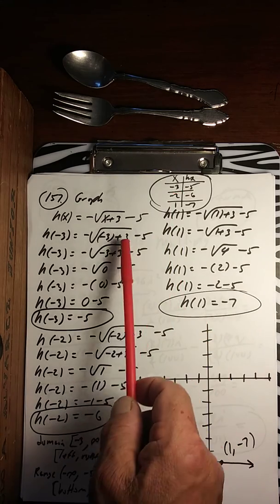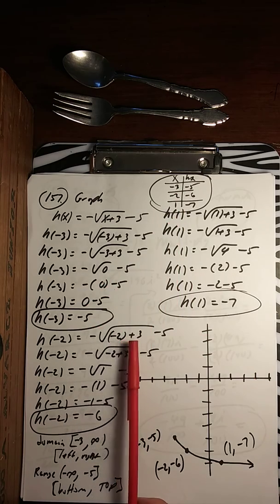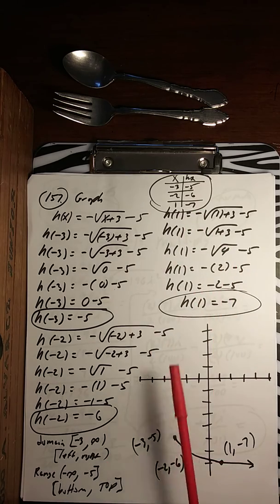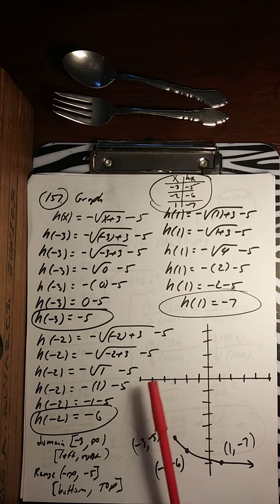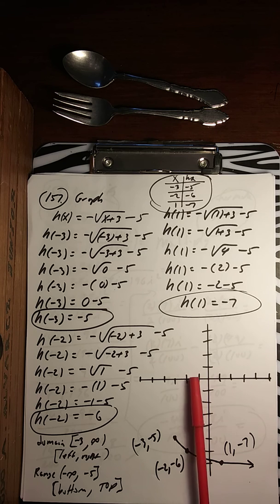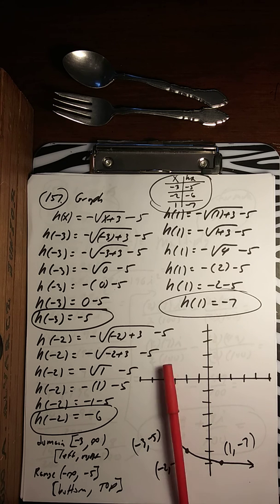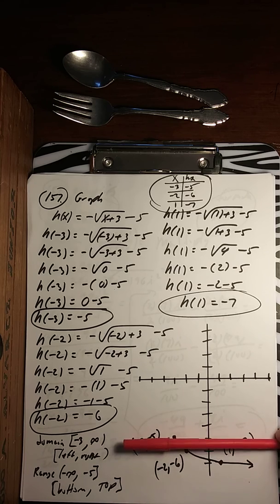This one, put some numbers in there. Put a negative 3 in there. Negative 3 plus 3 is 0. Square root of 0 is 0. 0 minus 5, negative 5. Negative 2 in there. It's going to be a 1. Square root of 1 is 1. 1 minus 5, negative 4. Negative 1 gives negative 5, negative 6. This one, put a 1 in there. 1 plus 3 is 4. Square root of 4 is 2. Negative 2, and a negative 5 is a negative 7. So we have negative 3 and negative 5. We have negative 2 and negative 4. And we have 1 and negative 7. So it goes this way. So the domain is from negative 3 to infinity. And the range is from negative 5 to infinity.